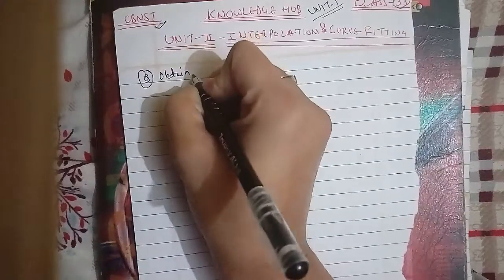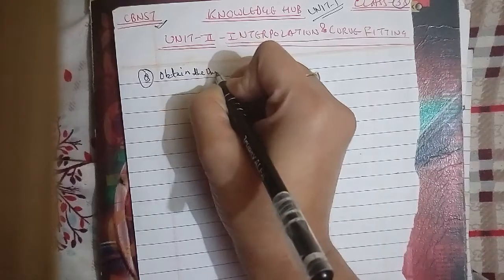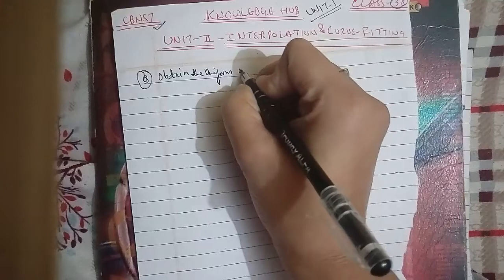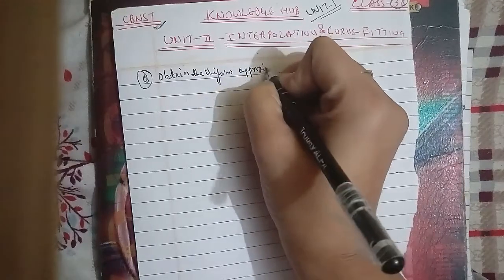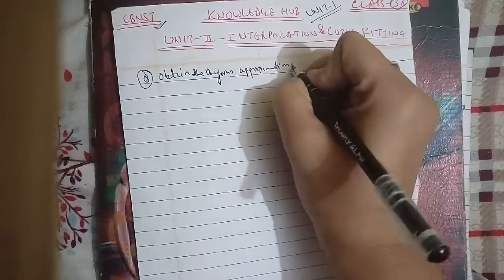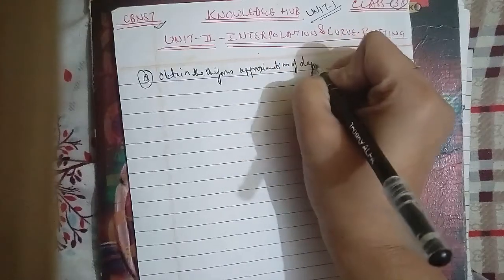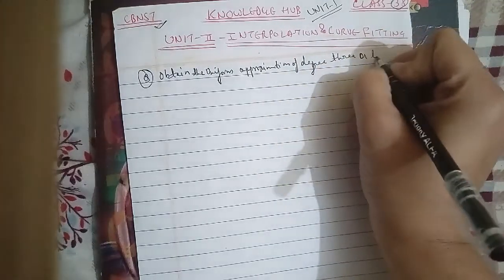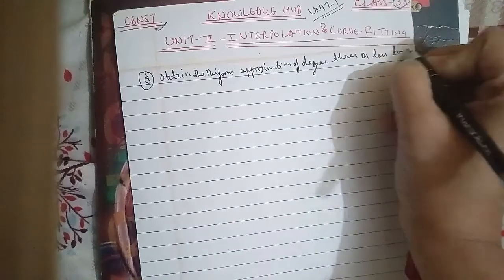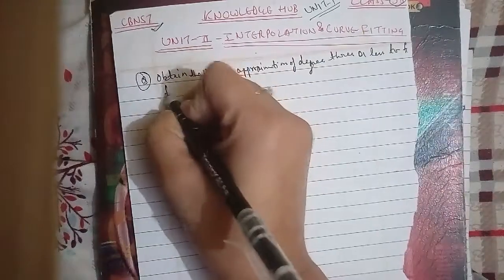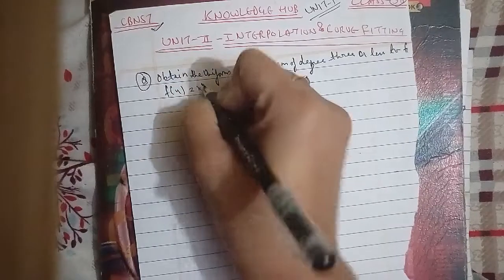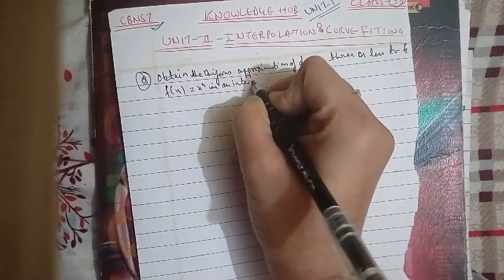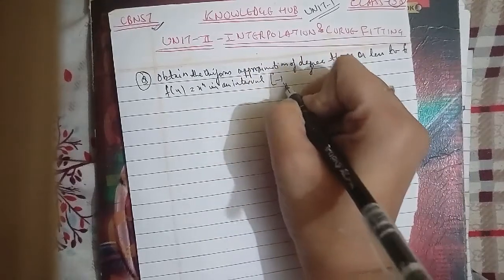Obtain the uniform approximation of degree 3 or less to f(x) equals x to the power 4 in the interval -1, 1.